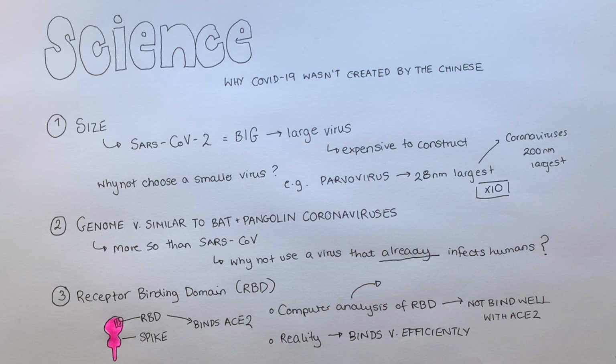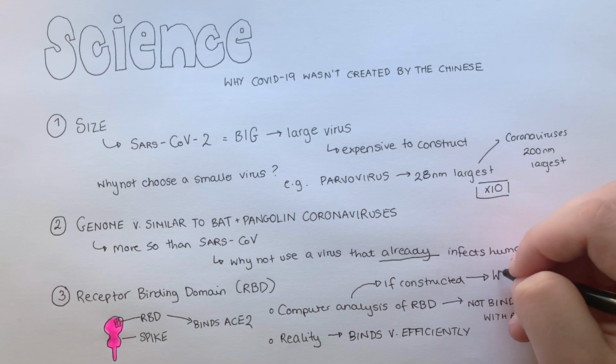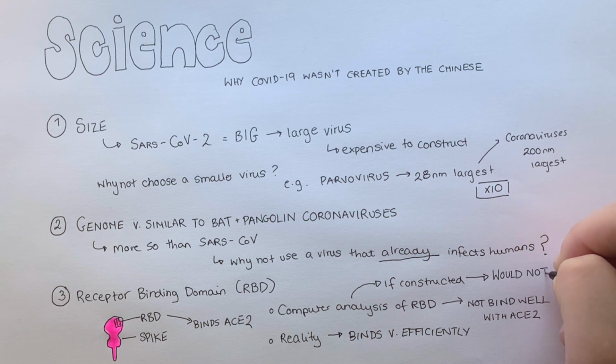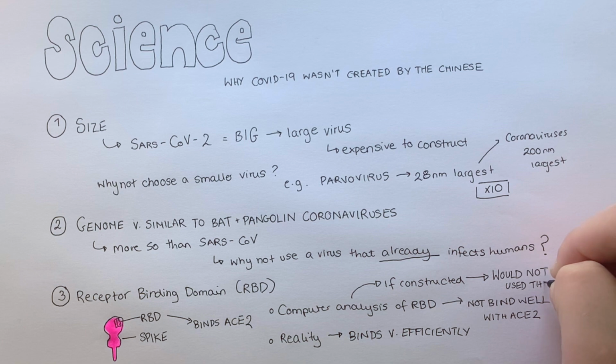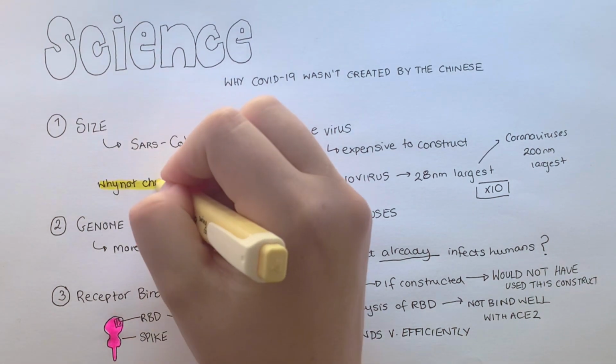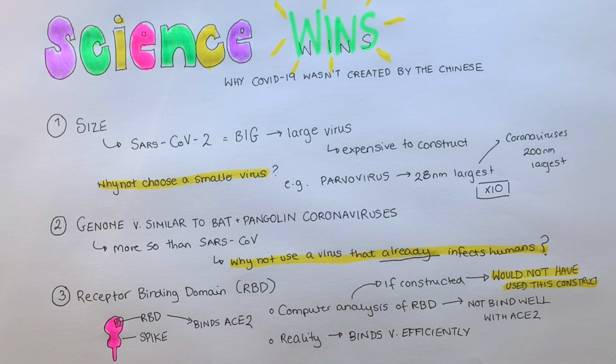And so they would have used the computer analysis to go forward and do experiments. They would have started at computer analysis first. So why would they continue with or even make a virus with that construct if the computer said it was going to be a waste of time? So these 3 reasons I've highlighted is why science wins, and China did not create the coronavirus, guys.